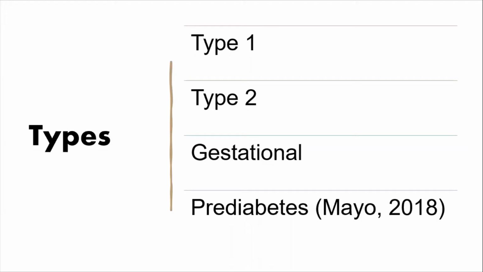Gestational diabetes occurs during pregnancy and is due to hormones being produced by the placenta, causing cells to be resistant to insulin. Typically, type 1 diabetes is diagnosed in children and younger adults, but can be diagnosed at any age. Type 2 diabetes is typically diagnosed in adulthood, but can also be diagnosed in children. Again, gestational diabetes is diagnosed during pregnancy.